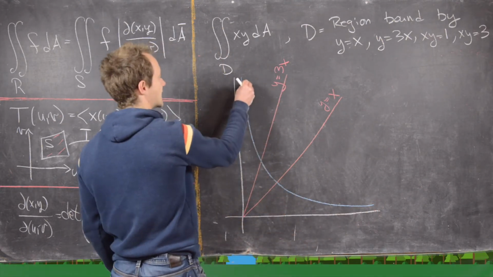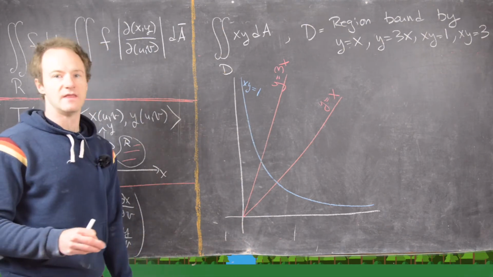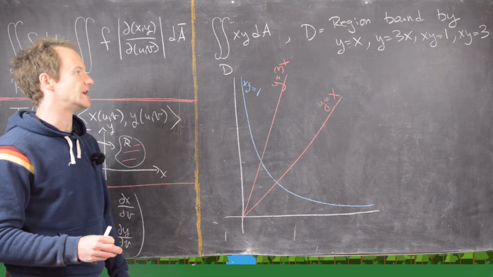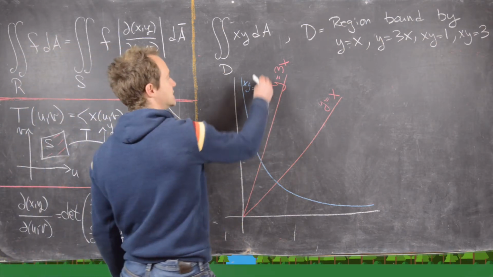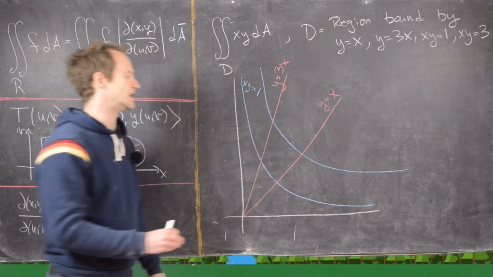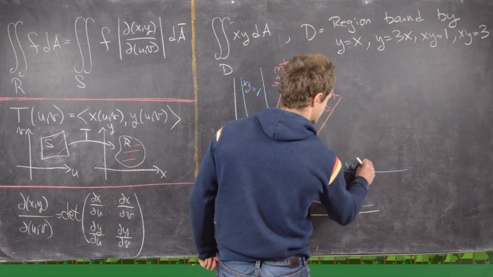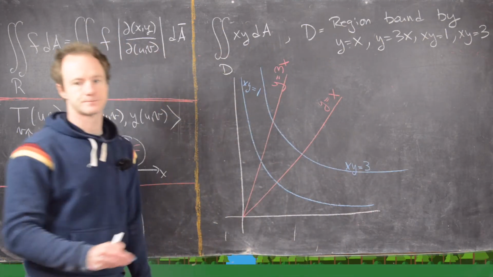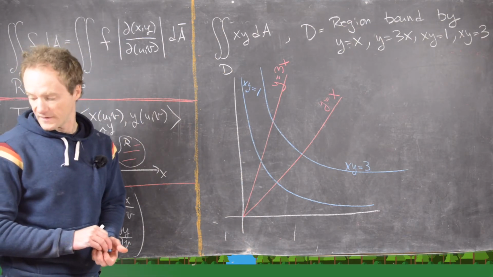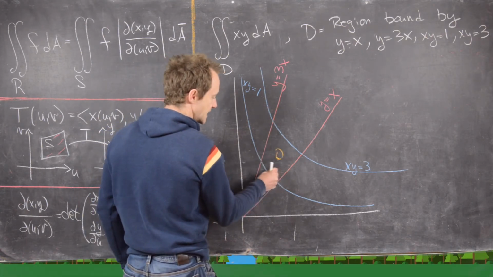Good. So this is xy equals 1. And then xy equals 3 is the same thing as y equals 3 over x. So that's going to look something like this. Both of those are limiting to 0 right there, although I haven't really drawn that appropriately. Okay, great. So this is the picture that we've got. So what that means is that our region D is in here.